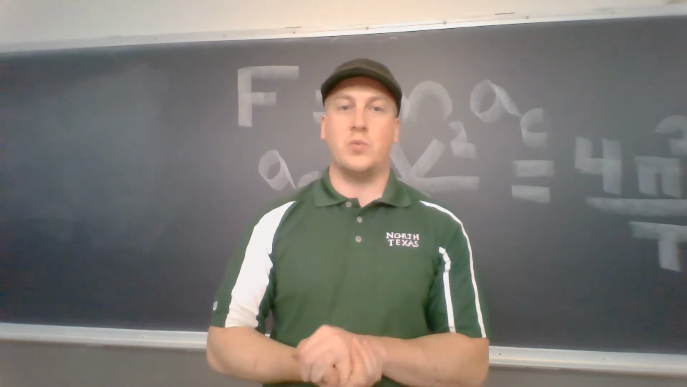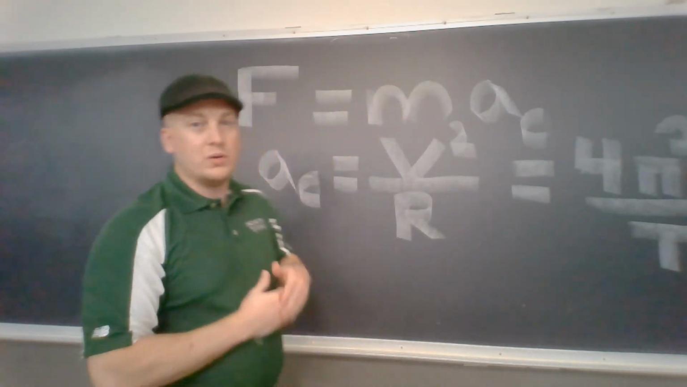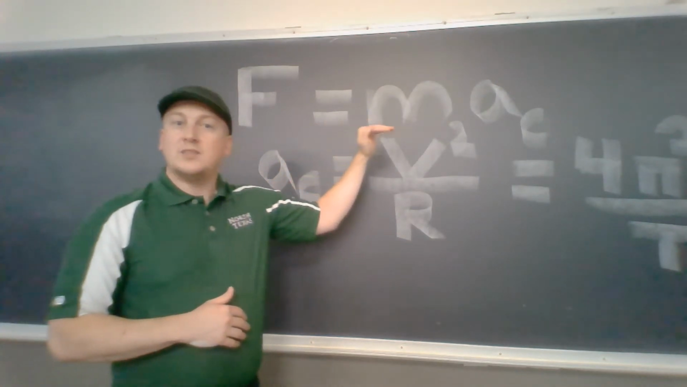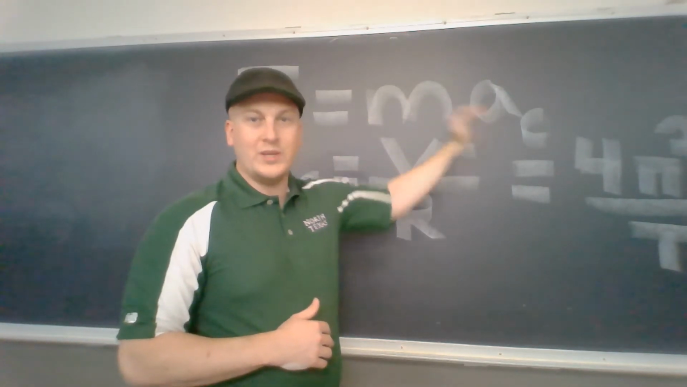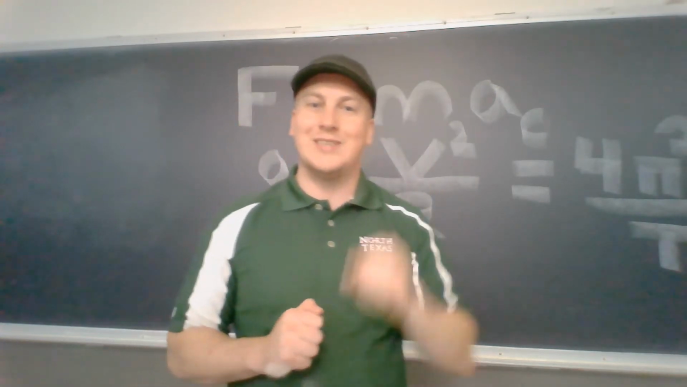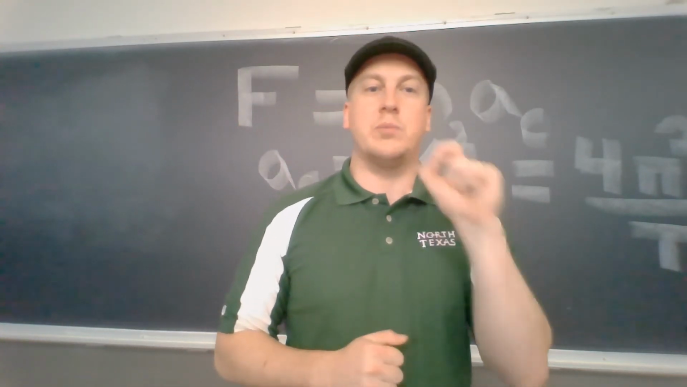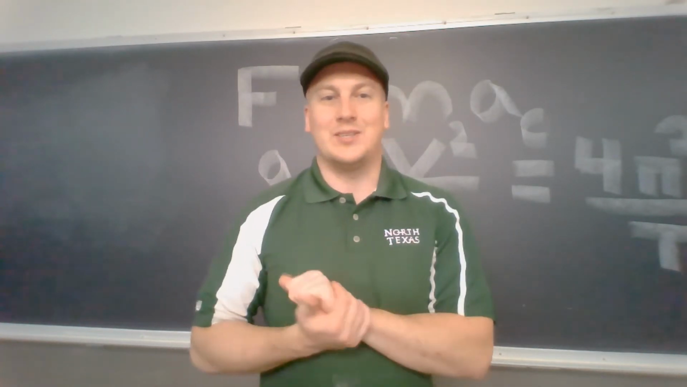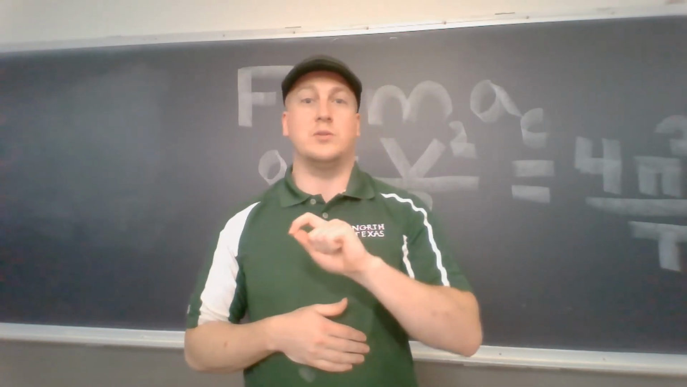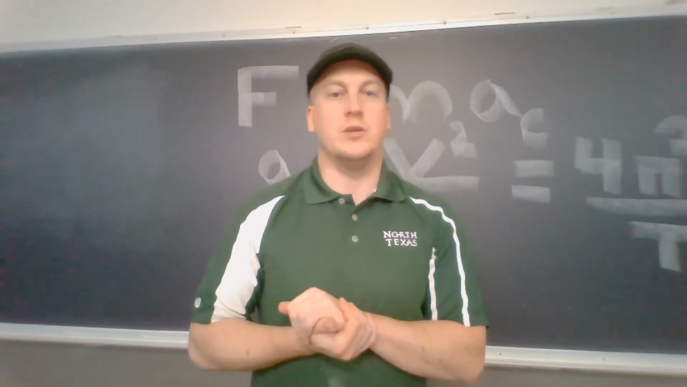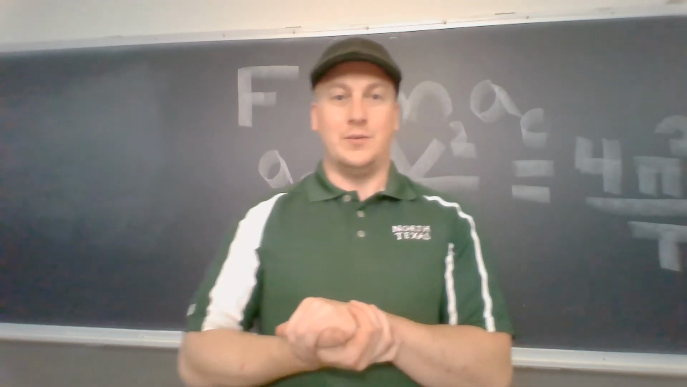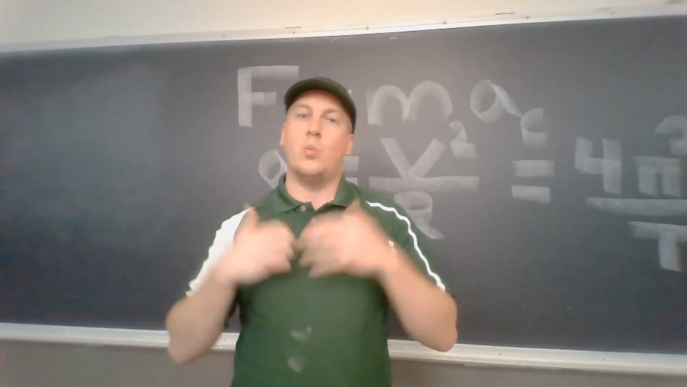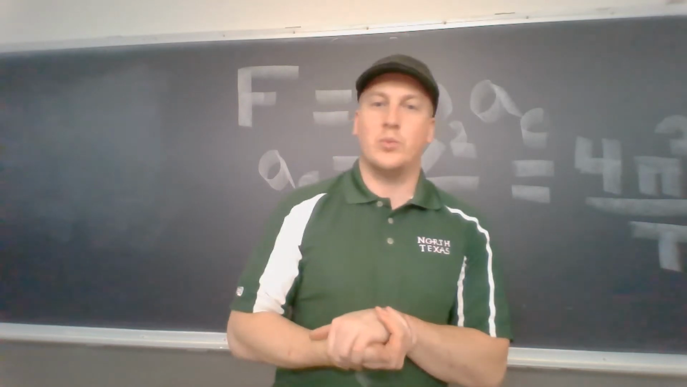Now, this centripetal force, we can describe it here on the board as F is equal to the mass of the object times its centripetal acceleration. We usually denote this as a with a subscript of c, to distinguish between the linear acceleration and also the angular acceleration, which is usually denoted as alpha. So when we're talking about this centripetal force, why is the acceleration constant?